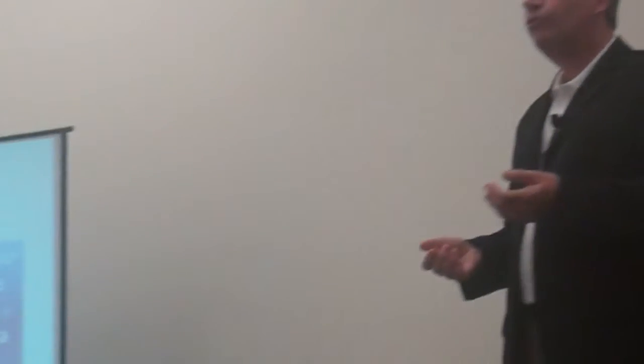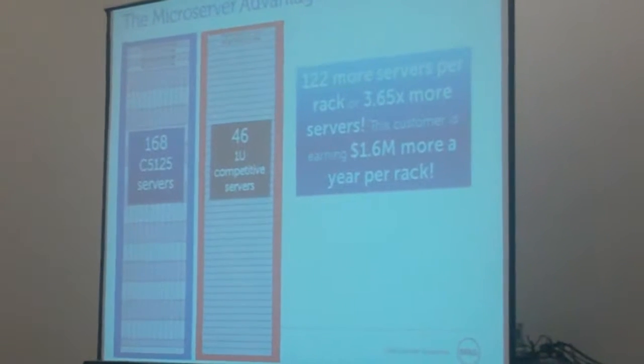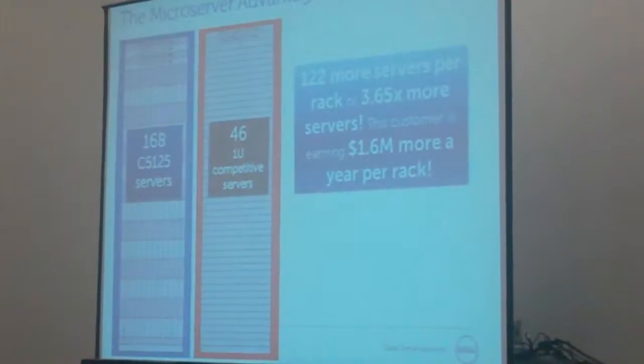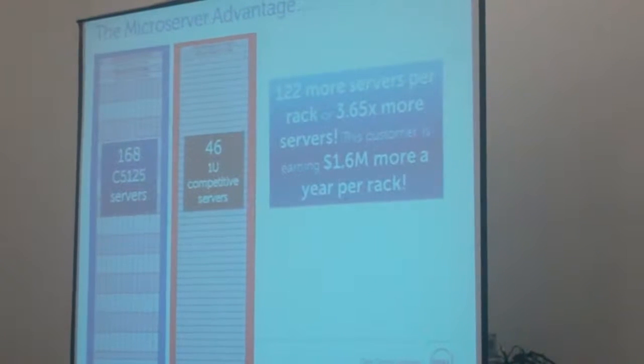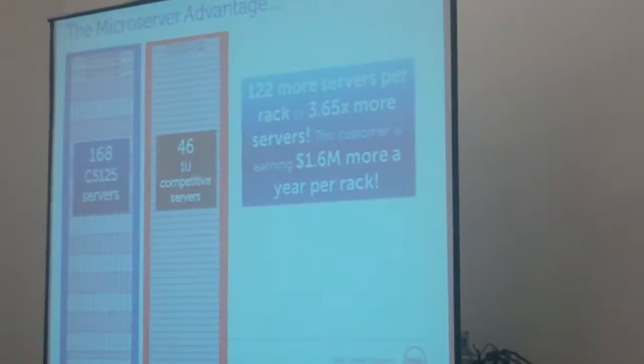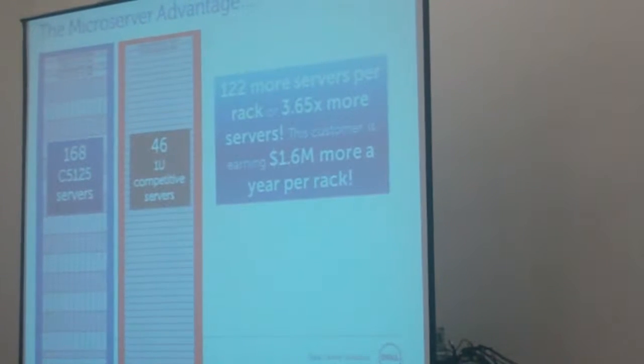So if you look at it this way, this is an actual customer, and it's a managed hosting environment, right? So higher revenue. But this is an actual customer who stopped using 1U servers, and they switched to the microservers, in this case the 5125, which is based on AMD 4100 series. They were able to put 122 more servers in a rack. This is earning them $1.6 million additional per year in revenue per rack, simply from the increased density within their environment and what they can generate per node. So again, this is how effective right-sizing would be, and this is what you can do in your environment.